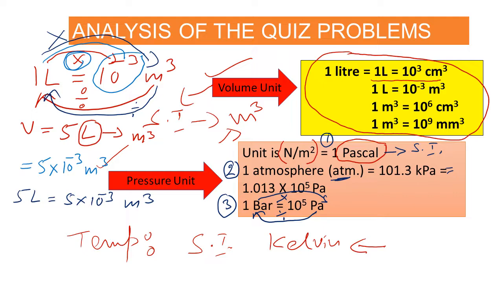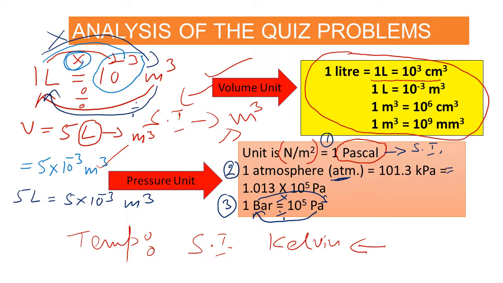For the volume unit, the SI unit of the volume is meter cube. It means in every problem you have to use the unit in meter cube. If another unit is given, you have to change it to meter cube. And for the temperature, the SI unit is Kelvin. So if the temperature is given in degree centigrade, you have to change it to Kelvin.